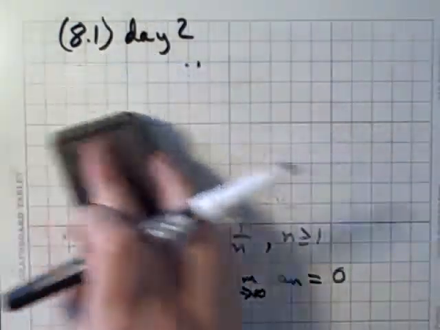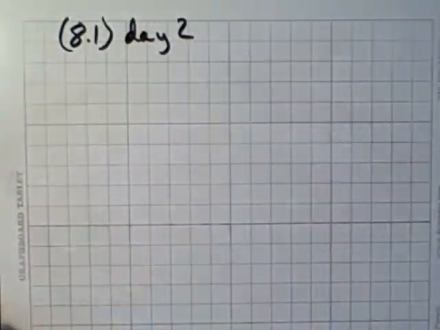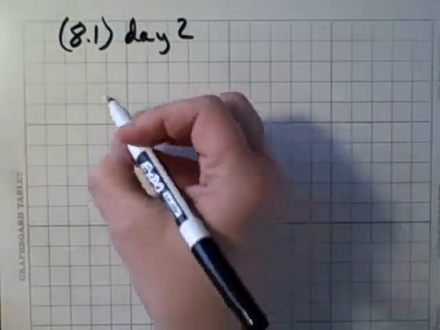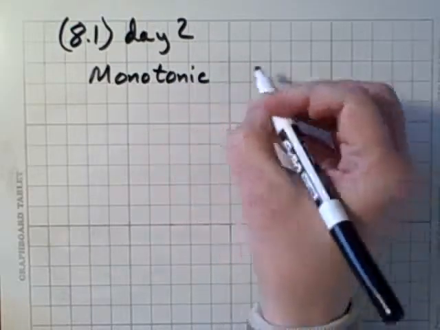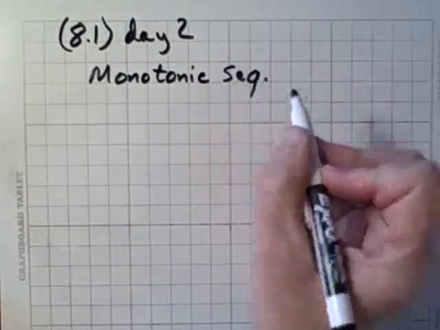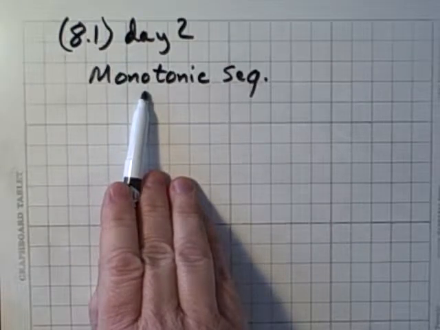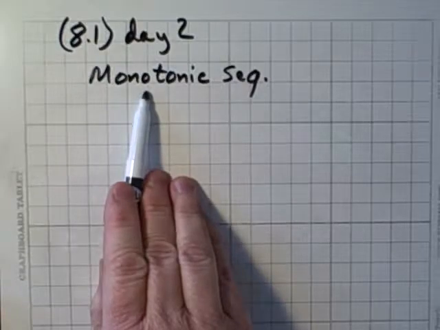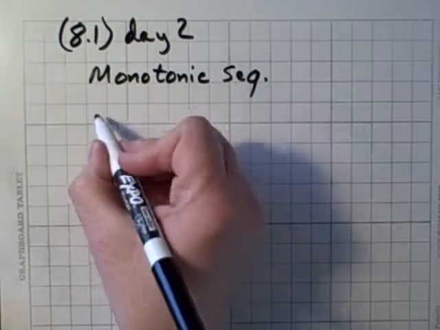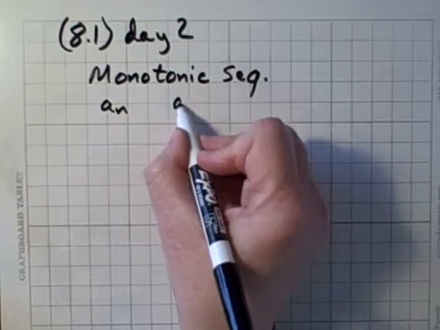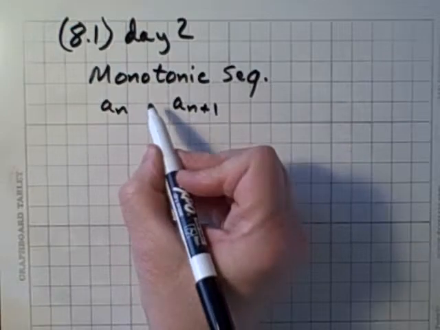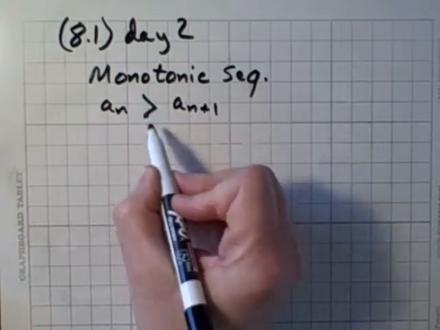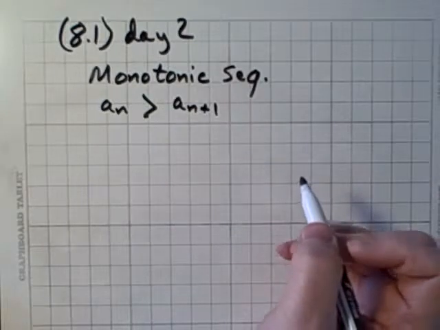Continuing, we have a term referred to as monotonic. And if a pattern is monotonic, it means the sequence is either strictly increasing or strictly decreasing. What you can do is compare the nth term with the nth plus 1 term. If it's true that the nth plus 1 term is smaller, of course it must be decreasing.